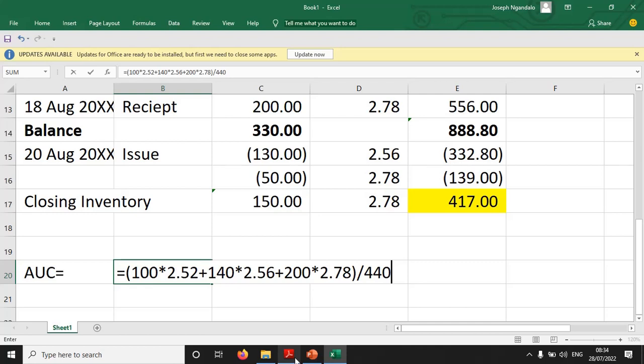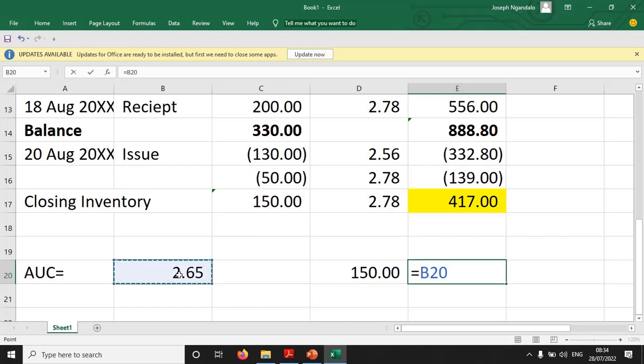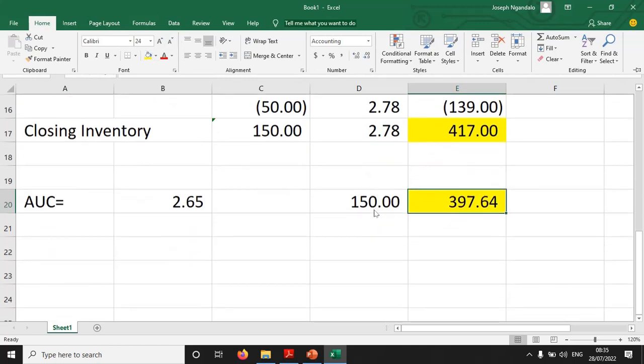Confirm? Let me just try to see what Excel is confirming. Excel is confirming a 2.65. Is that what you have? Then you multiply that by the number of the closing units. How much was that? 150, right? So you say that by that. How much are you getting? Okay, 96. Rounding off issues, eh?